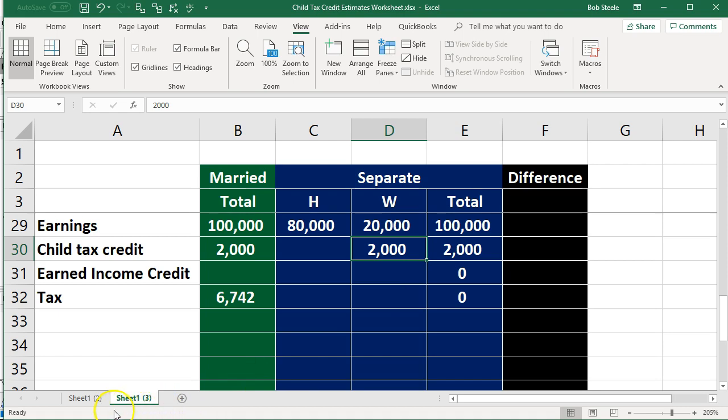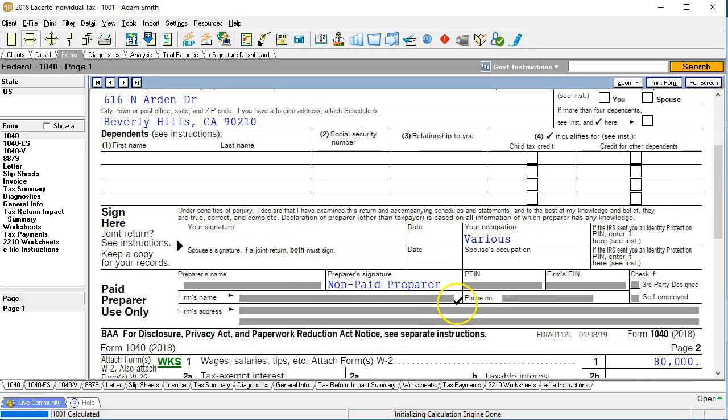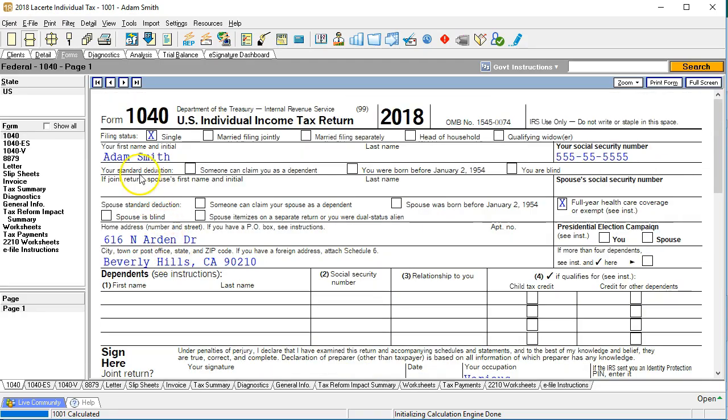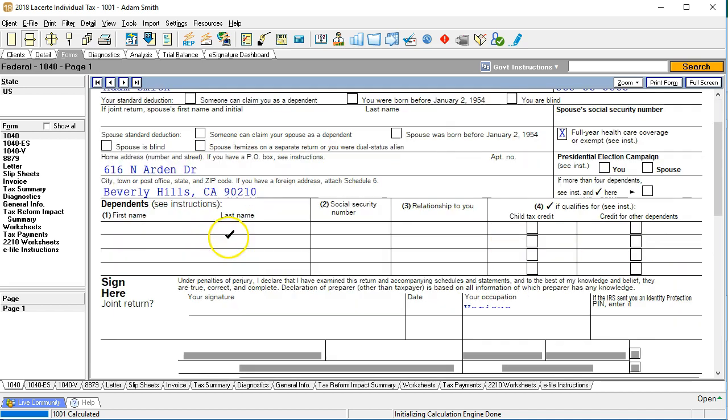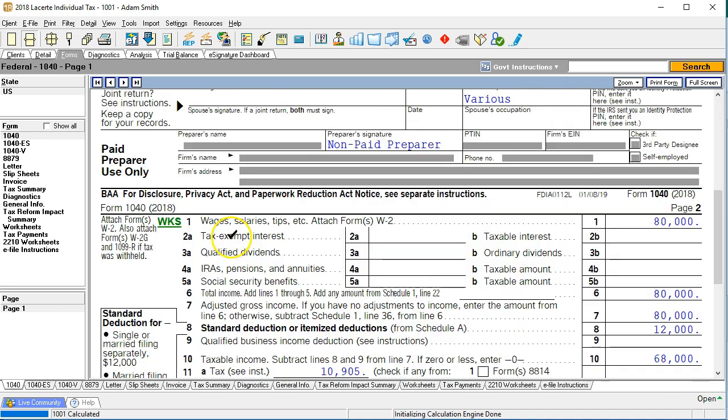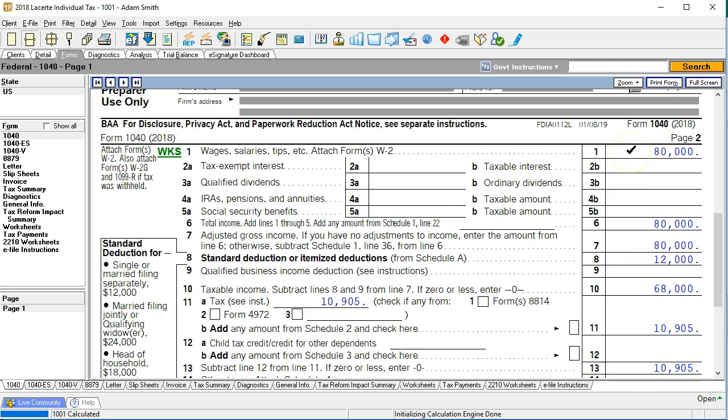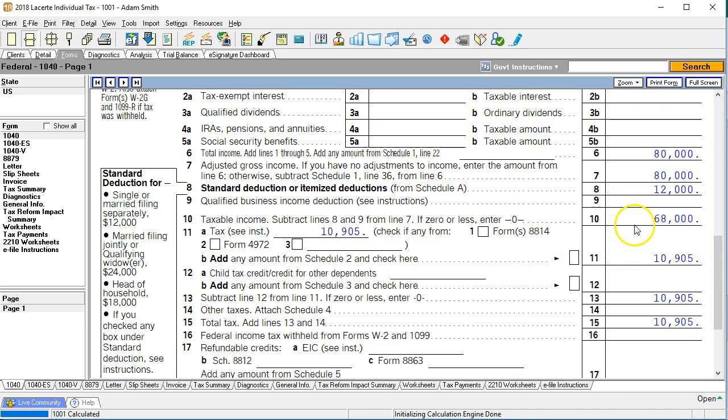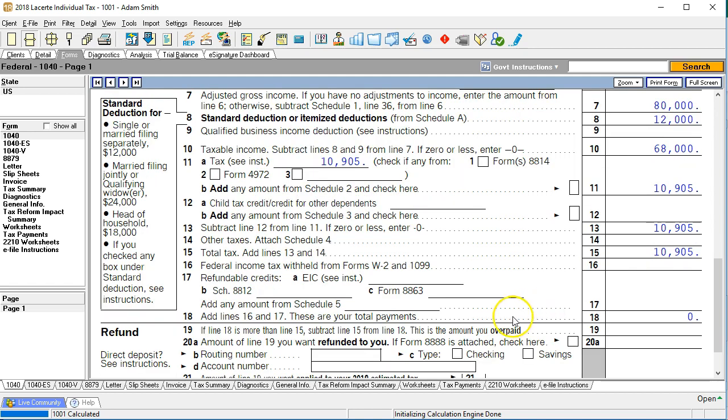So let's put that into our software. We'd say the one that's making 80,000 is going to be single, not head of household, because there are no dependents. Again, we're just using the same name. So one spouse on two returns is at 80,000 of income, with a 12,000 standard deduction rather than the 18,000 of head of household. Tax is on the 68,000 then. So the tax is 10,905. No child tax credit because they don't have the dependent.